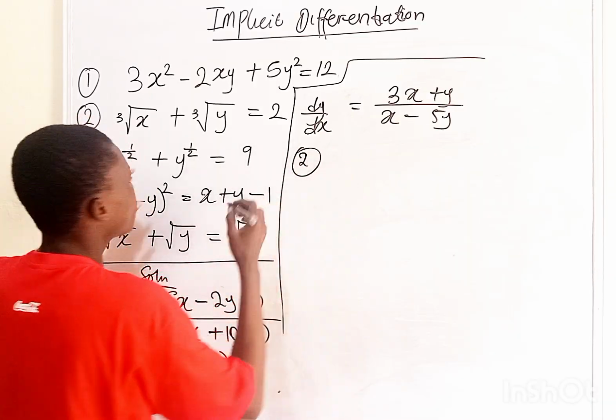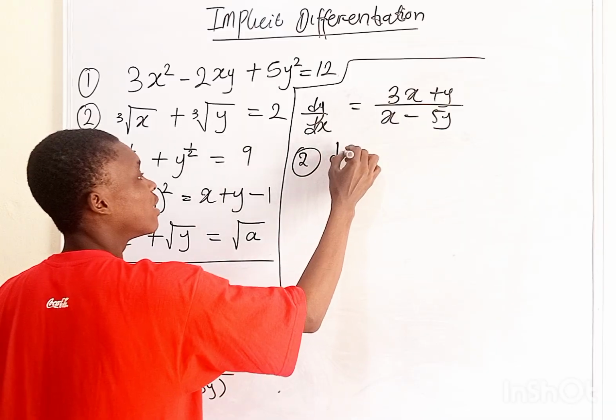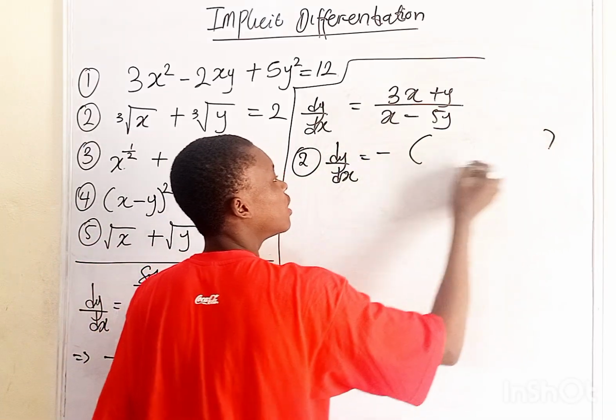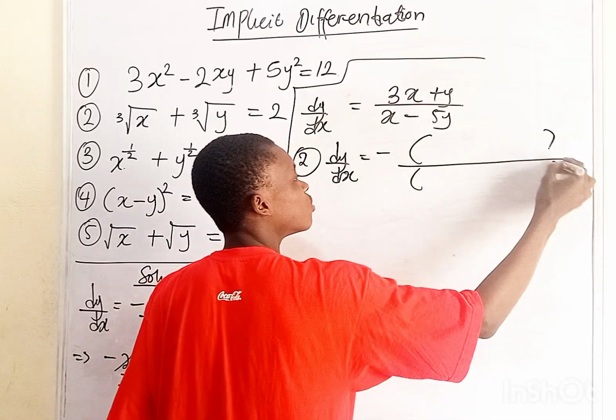So if we differentiate this, first of all, let's work on this. Put dy over dx first. Let's know where we are. This minus, put these two brackets again. Then divide it by these same two brackets.